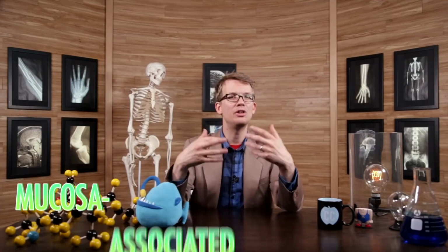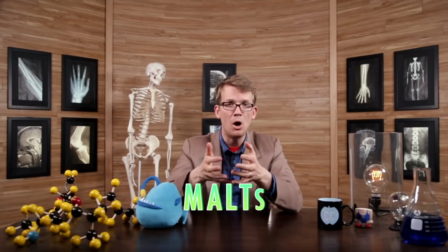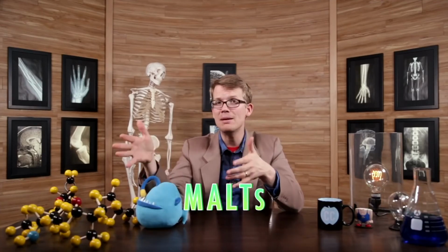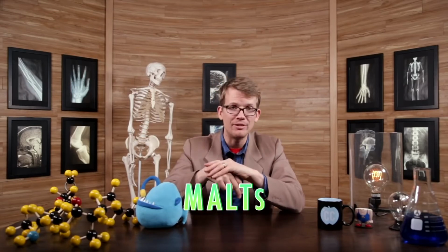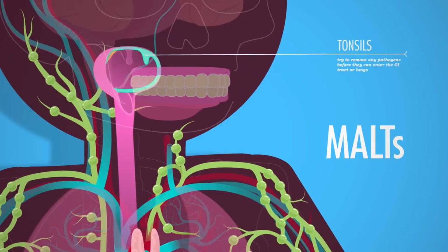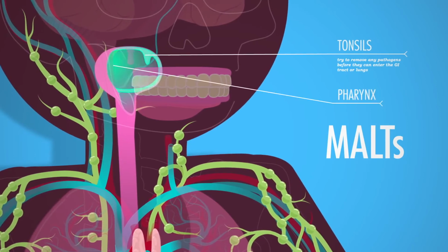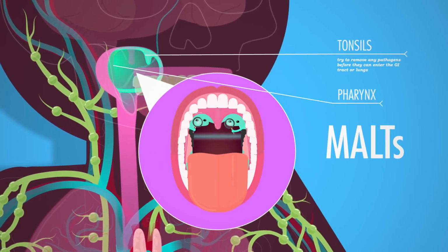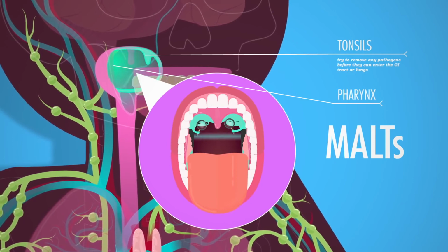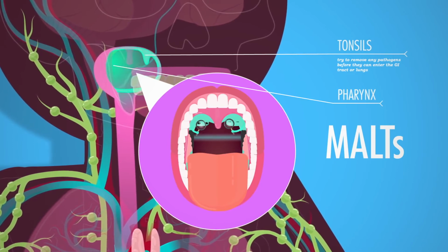You've also got a few special outposts placed at strategic entry points to particularly sensitive tissues, like those in the respiratory and digestive tracts. These are called mucosa-associated lymphoid tissues, or MALTs, because they can be found in mucous membranes around the body outside of the lymphatic vessels. Your tonsils are some of the largest collections of these tissues, which together form a ring around the entrance of the pharynx. There, they can inspect everything you eat and breathe and try to remove any pathogens before they enter the GI tract or lungs.